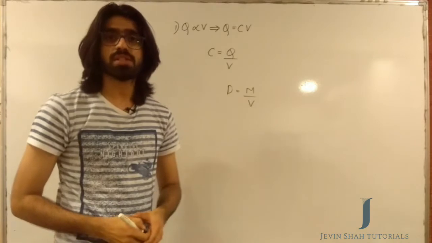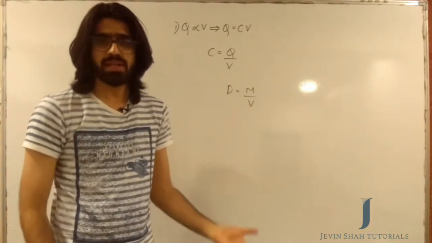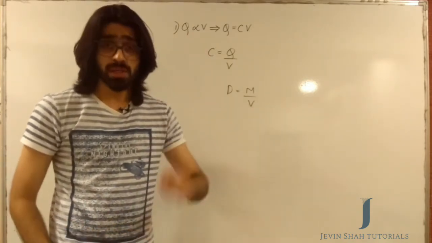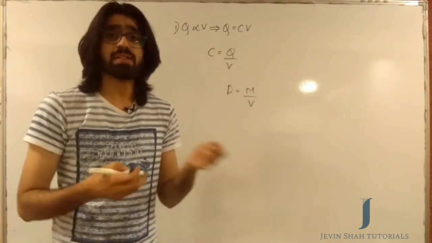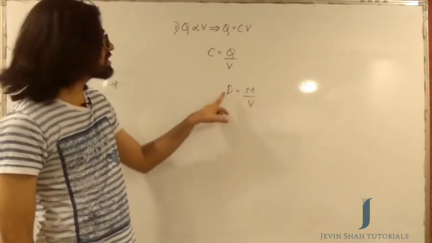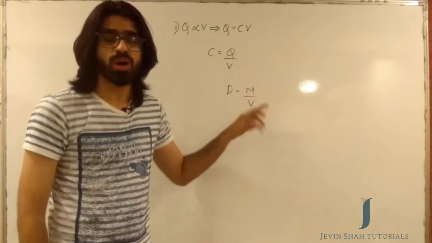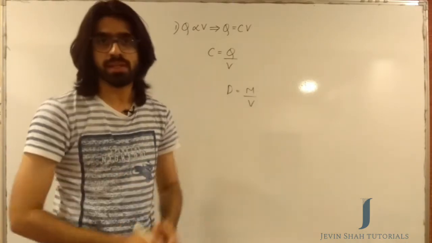Does the density of a substance depend upon how much mass of the substance that you have taken? It doesn't. You take 5 grams of water or you take 50 grams of water, the density is going to remain 1 gram per centimeter cube. It doesn't change with mass. The density does not depend upon mass. The density does not depend upon volume of the substance that you have taken. Density is an inherent property of the material itself.